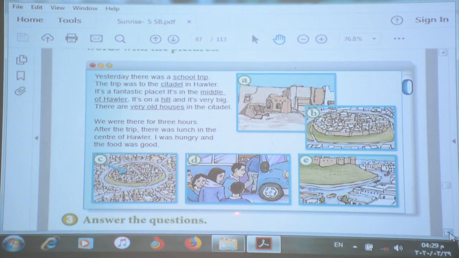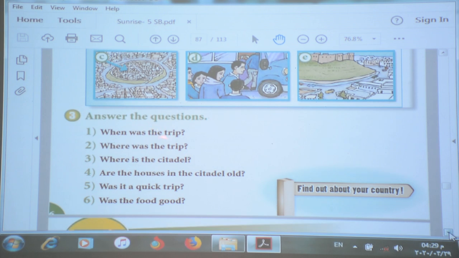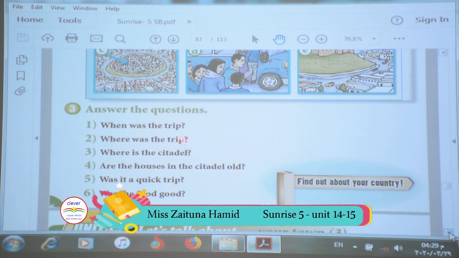Trip, and there are some questions. Let's answer them. When was the trip? Yesterday. The trip was yesterday. Where was the trip? Which place? To the citadel in Hue. Where was the trip? Write down. To the citadel in Hue.